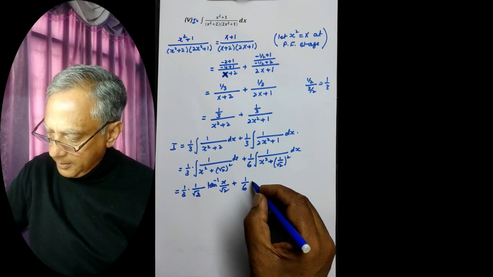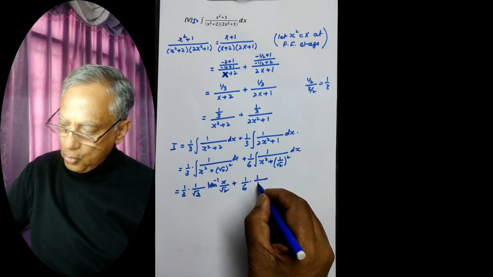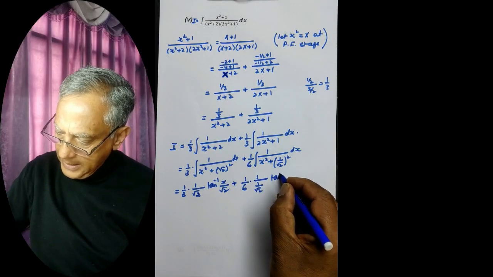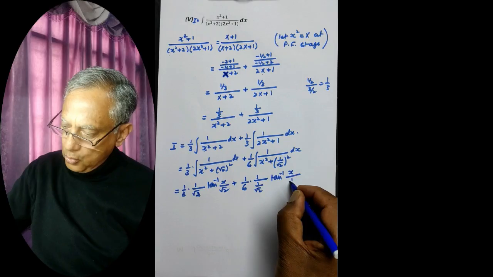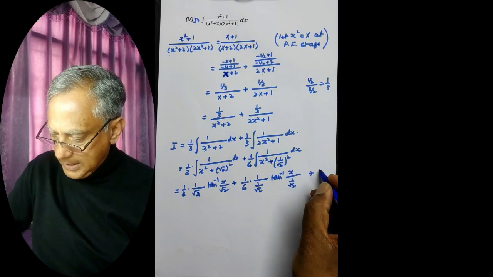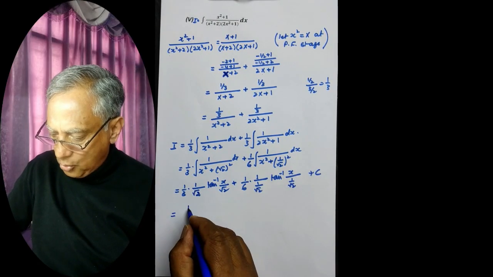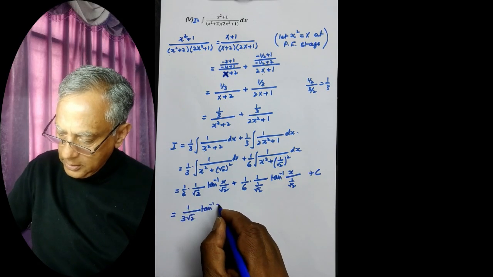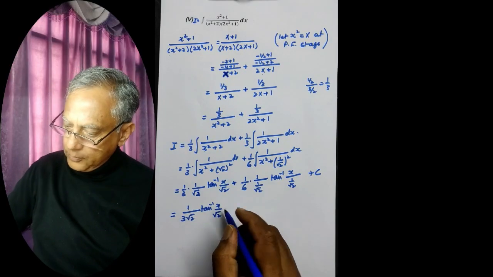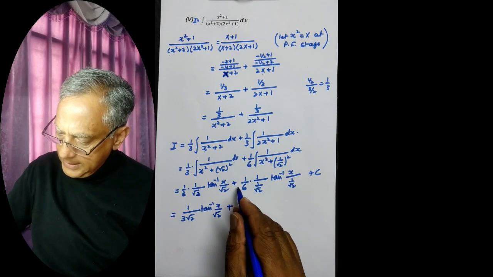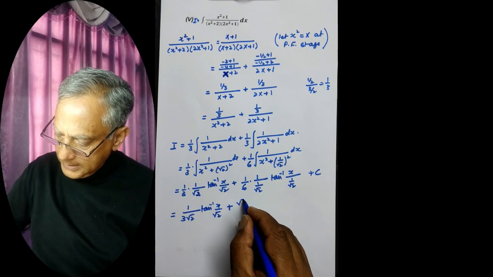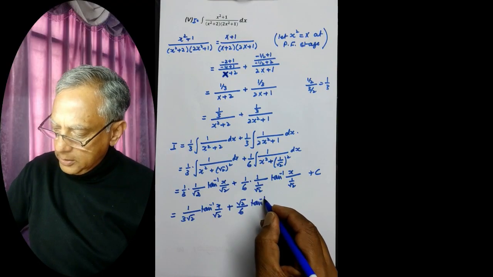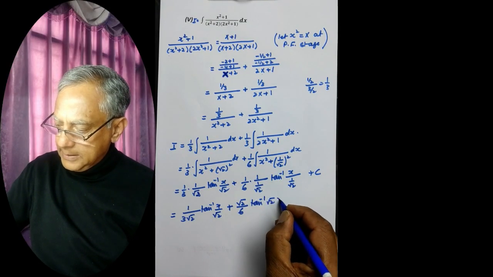into 1 by a. 1 by a is 1 by root 2. 1 by a tan inverse x by a is 1 by root 2, plus c, and this can be written as 1 by 3 root 2 tan inverse x by root 2 plus root 2 by 6 tan inverse root 2x plus c.